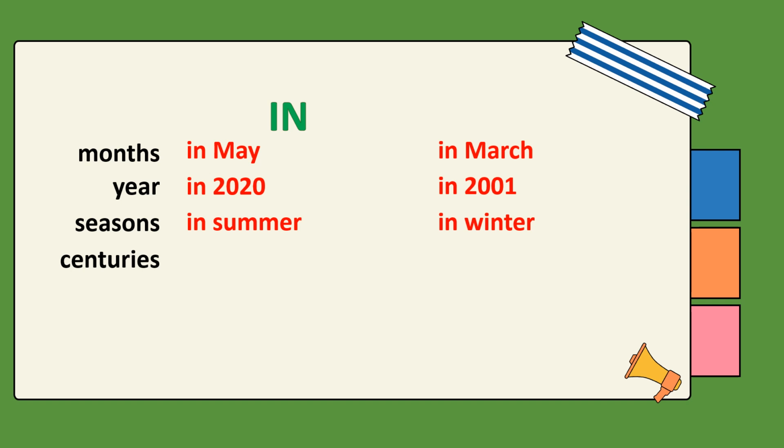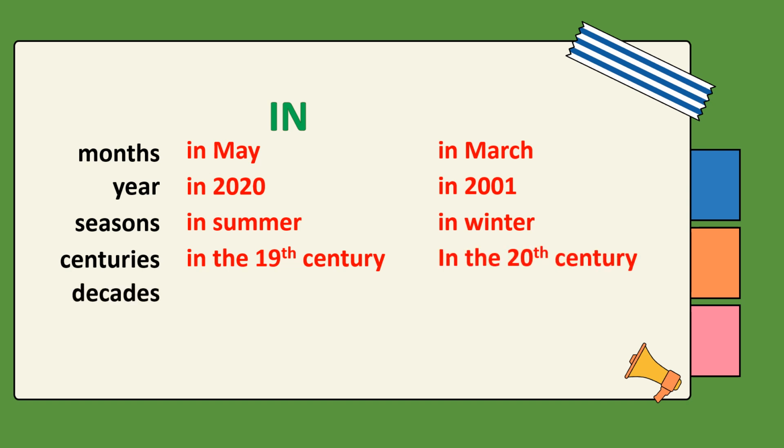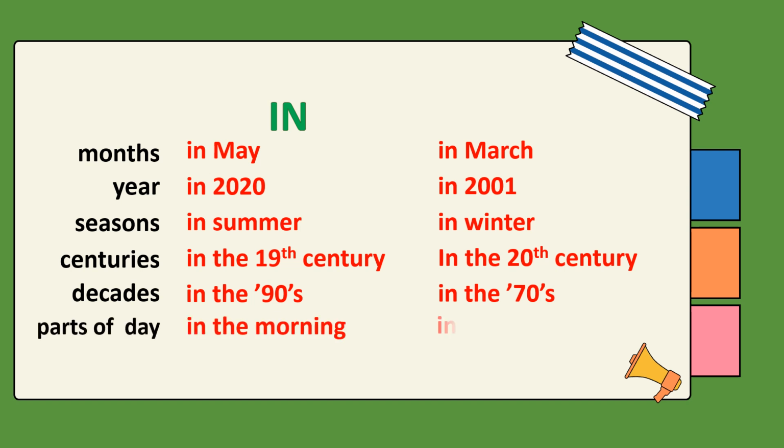Then centuries. Centuries means a period of 100 years. In the 19th century, in the 20th century. Decades, a period of 10 years. In the 90s, in the 70s. The songs in the 70s were wonderful. Parts of a day: in the morning, in the afternoon.